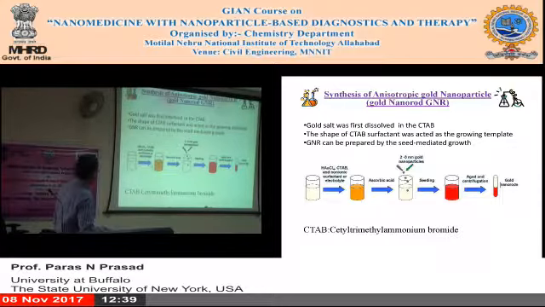So choosing a C-type here, cetyl trimethyl ammonium bromide. This is the polar group, this is a non-polar group, and that pushes anisotropy. So it's a very common method of making gold nanorods.